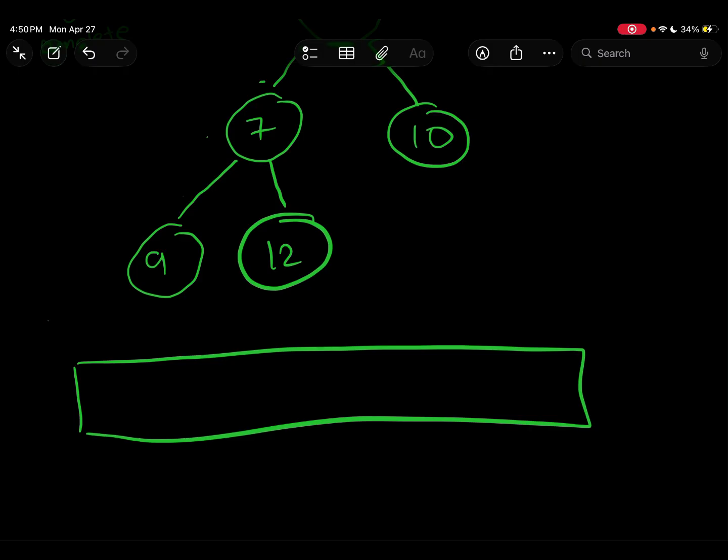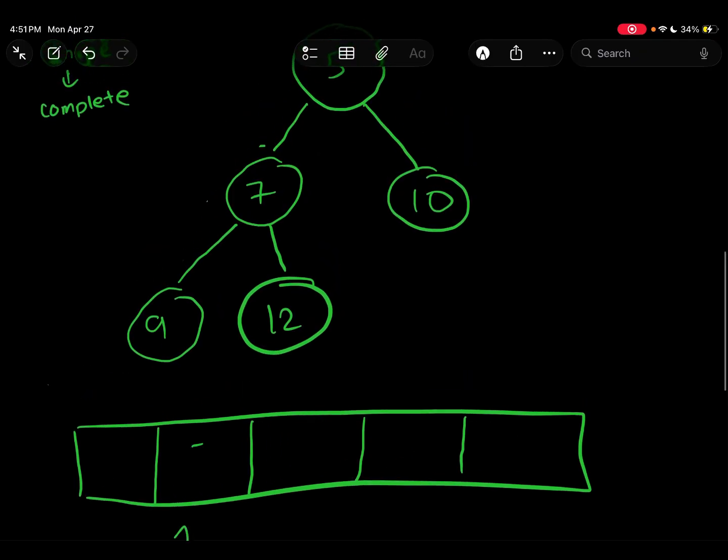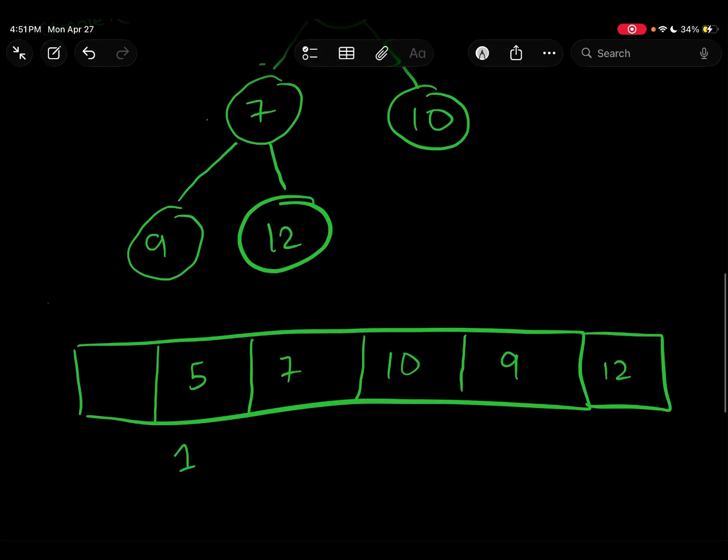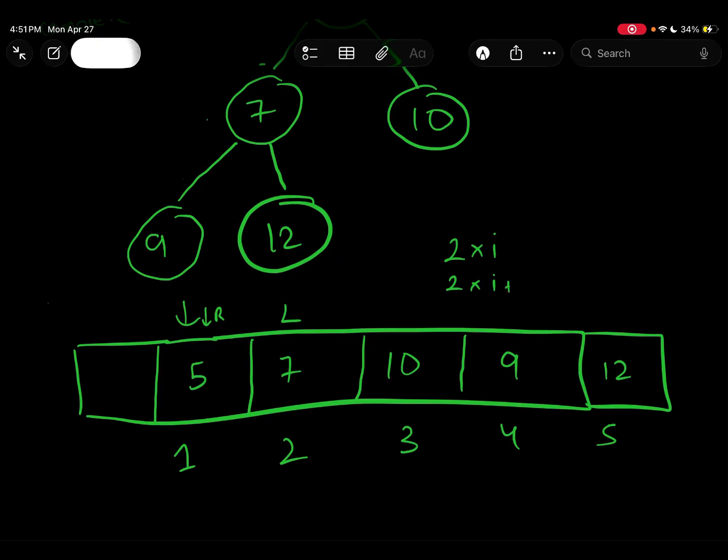But the idea here is, with arrays we get what? Fast indexing, and we always start from 1, right? Let's say the values are 5, 7, 10, 9, and then 12. If I want the left child for this value, I know I can apply the formula of 2 times i. 2 times i is 2, so this is the left child. If I want the right child for this, I can apply the formula of 2 times i plus 1, which is 3, and this is my right child. So this is the whole idea.